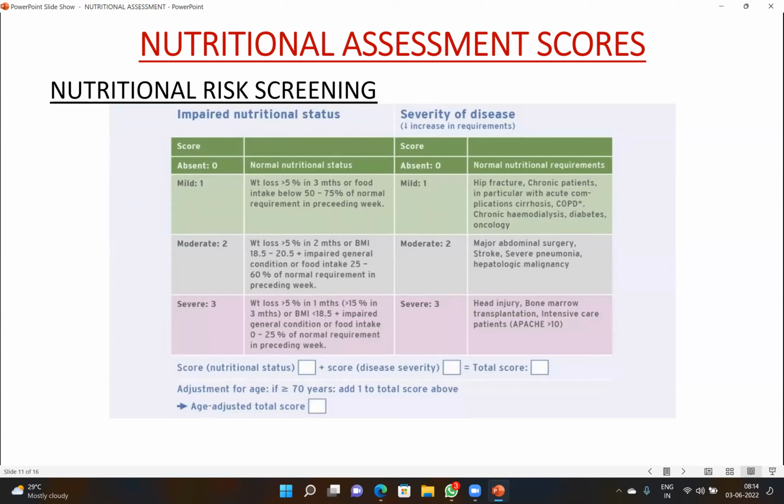Head injury, bone marrow transplantation, and ICU patients with Apache score more than 10, then it's severe, and score is 3. We calculate both, adding the impaired nutritional status score and the severity of the disease score. And if the patient age is more than 70, then we add 1 to the total score, and we call it age adjusted total score.